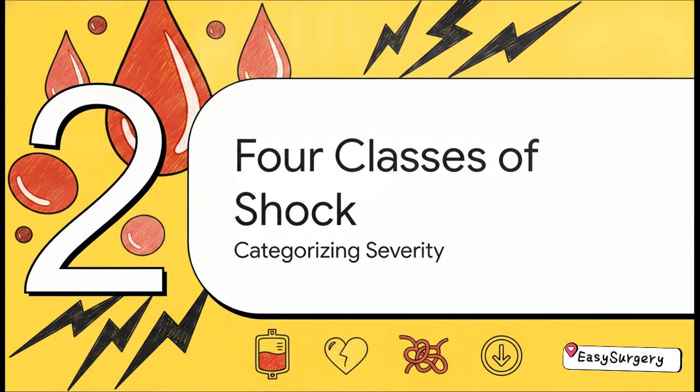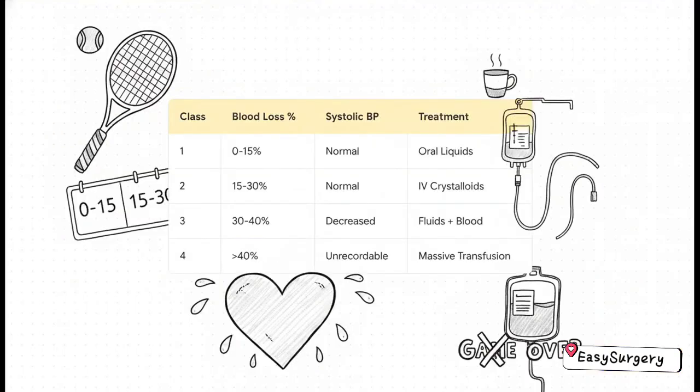Let's break down the severity of the bleed. This matrix brilliantly illustrates the clinical picture. To memorize the blood loss percentages, just think of a standard tennis match scoring system. 0, 15, 30, 40, and then it's game over. So, Class 1 is 0 to 15%, Class 2 is 15 to 30, Class 3 is 30 to 40, and Class 4 is greater than 40% blood loss.